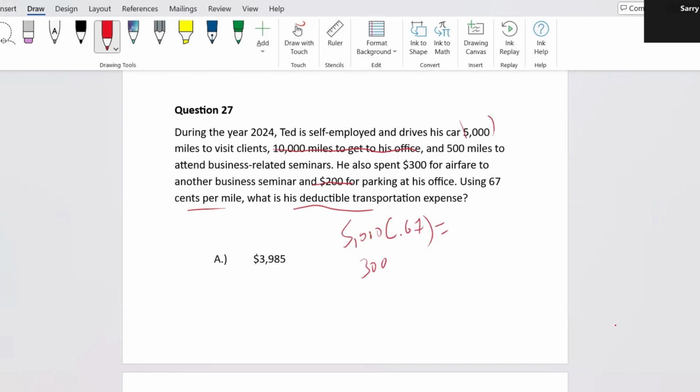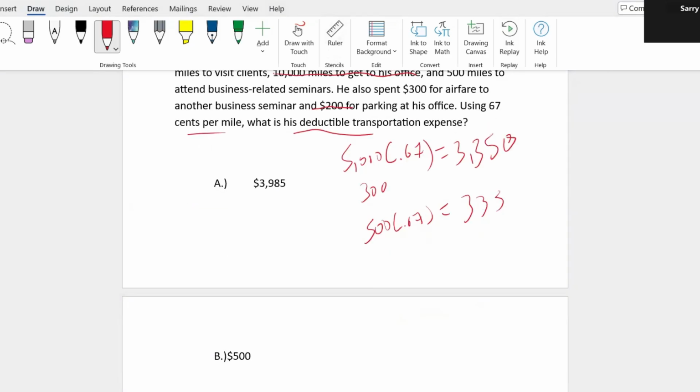So then we go to a calculator, we type in 5,000 times 0.67, which is $3,350. We do $3,350 plus $300 plus $35, and it's $3,985. That's the correct answer.